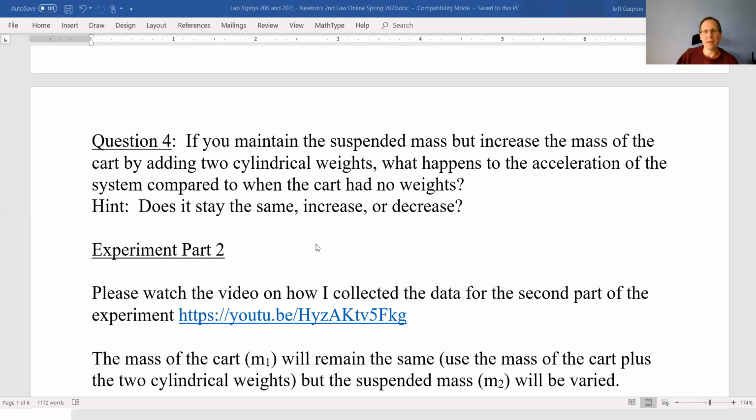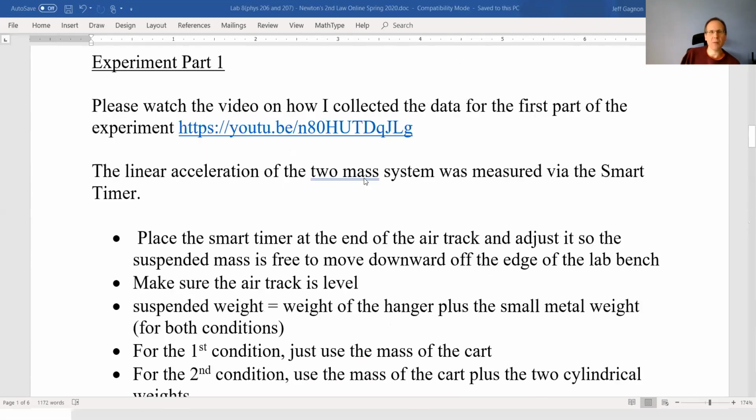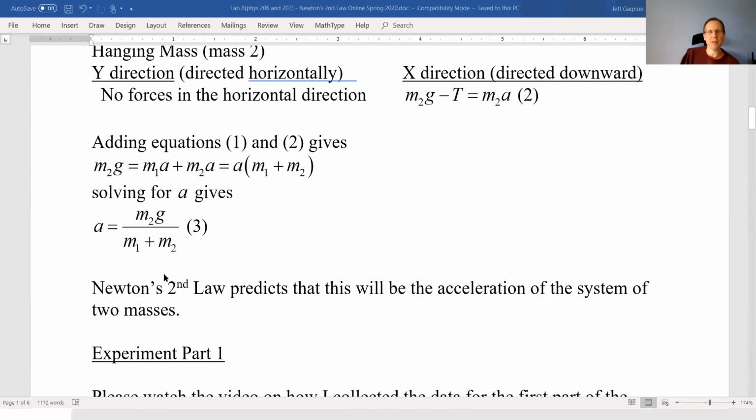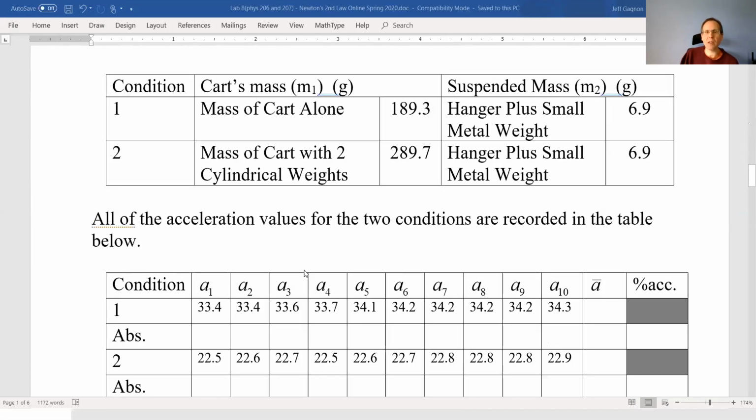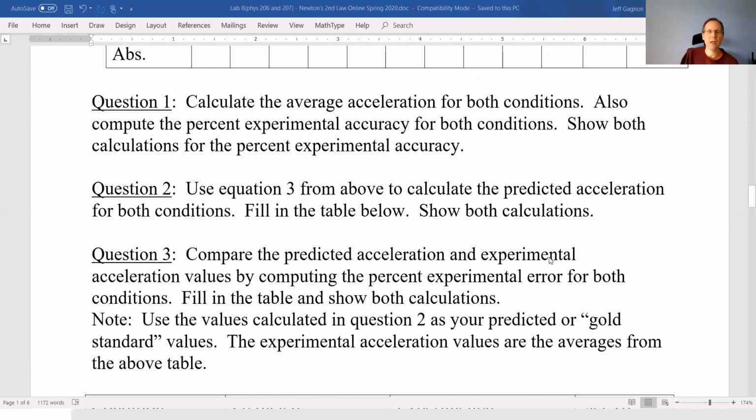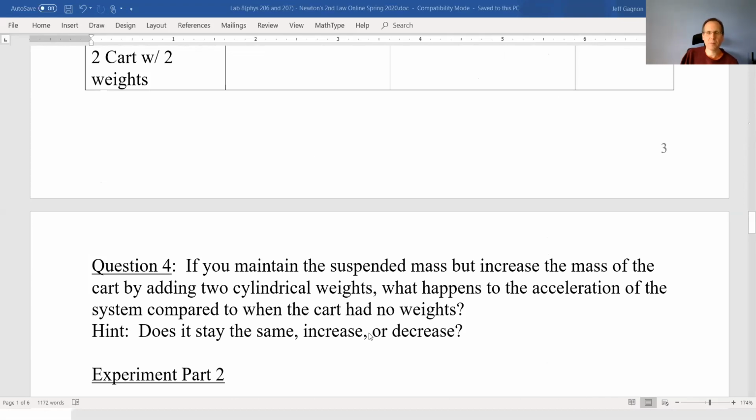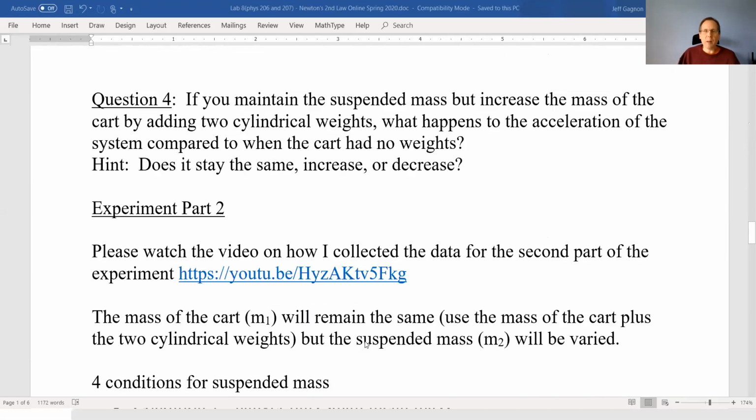So there's a couple ways you could answer this. You could figure it out from your data. You could just look at your data and answer this question. Or you could also look at this equation, the one that we derived, and you could say, okay, if M2 is staying the same and M1 increases, and since this is in the denominator, remember M1 is the mass of the cart. So if it increases by adding the 2 cylindrical weights, what's going to happen to acceleration? So either way, you can reason through it using the equation, or you can look at your actual values, and you should be able to answer question 4. Okay, experiment part 2.